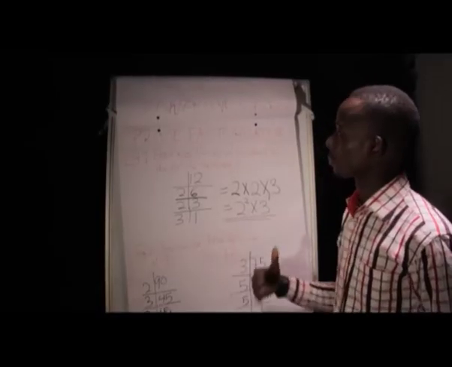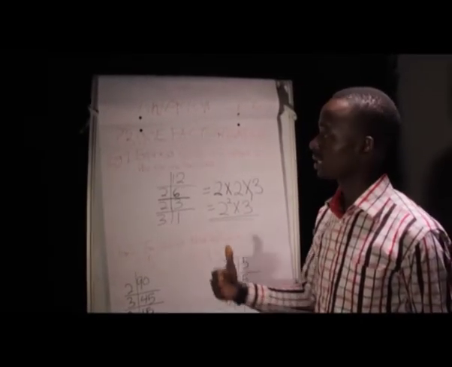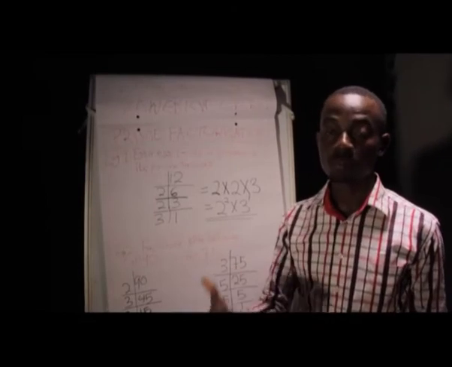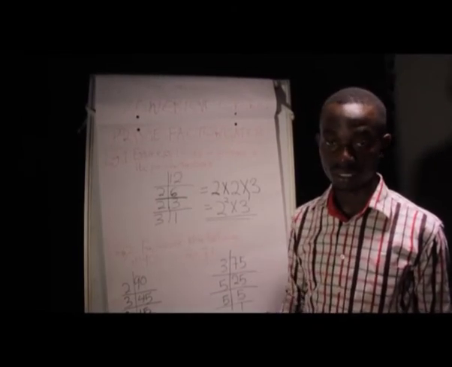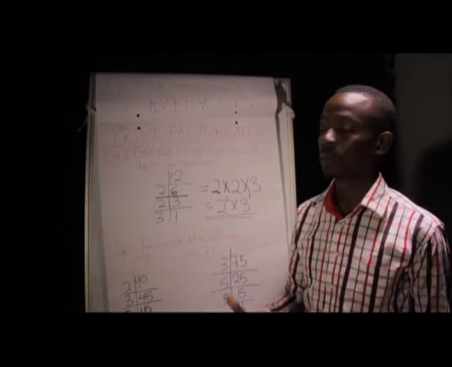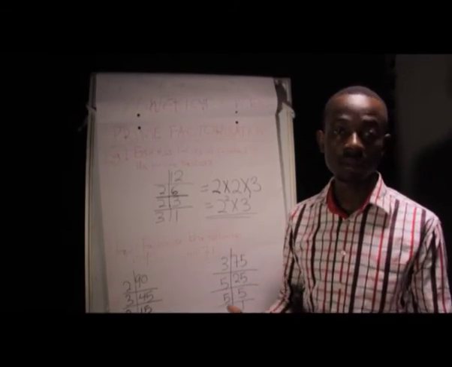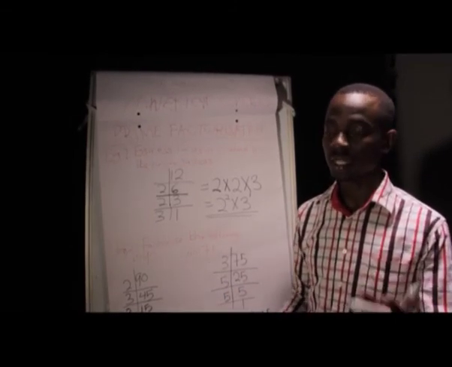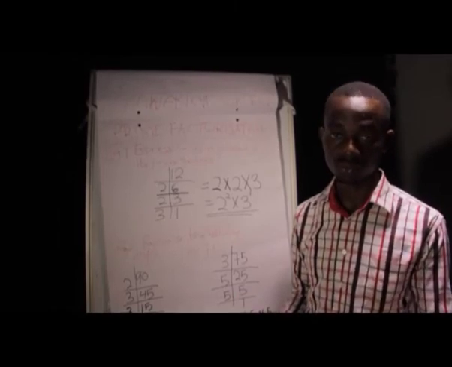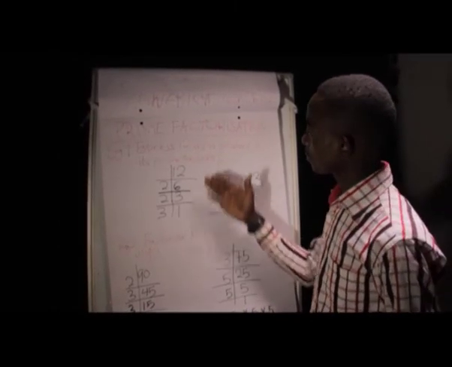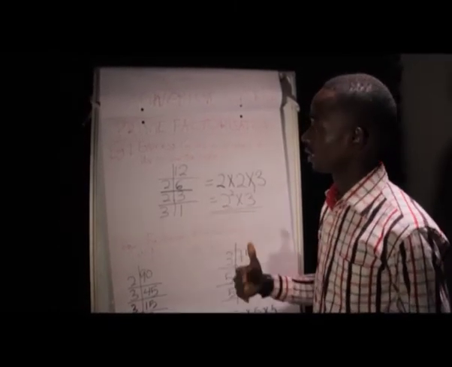That is what we call prime factorization. In other words, expressing a number as a product of its prime factors. And remember, we already looked at what prime factors are, and we said these are numbers with only 2 factors. That is 1 and that number itself. So that is how we prime factorize different numbers.